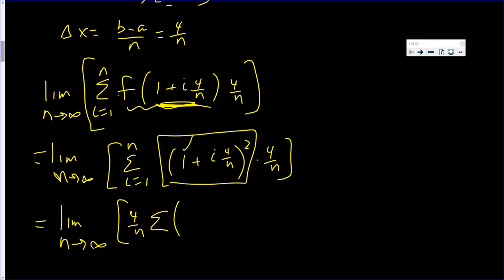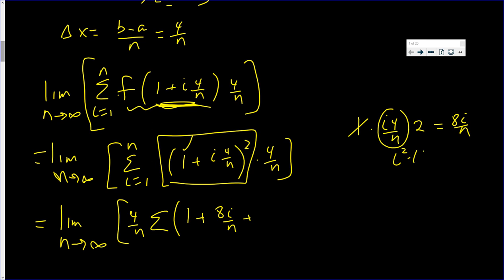So we get the first squared, plus the first times the second times 2. Well, multiplying by 1 doesn't do anything, we get 8i over n, plus that squared. So that's i squared times 4 squared over n squared, 16 over n squared, i squared. 16i squared over n squared.